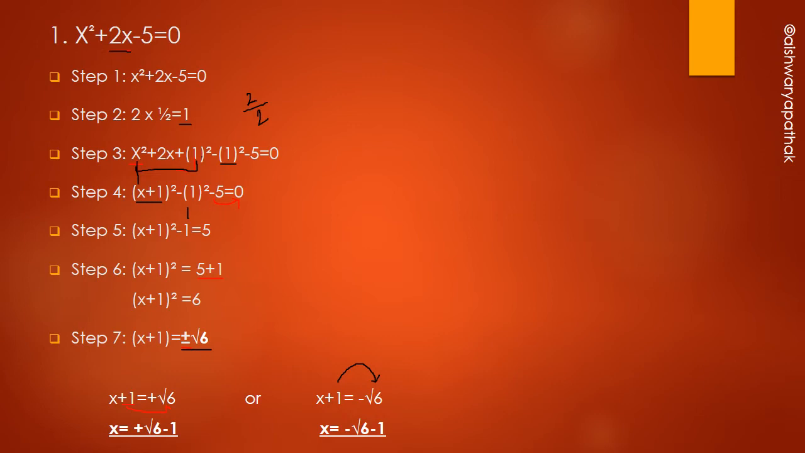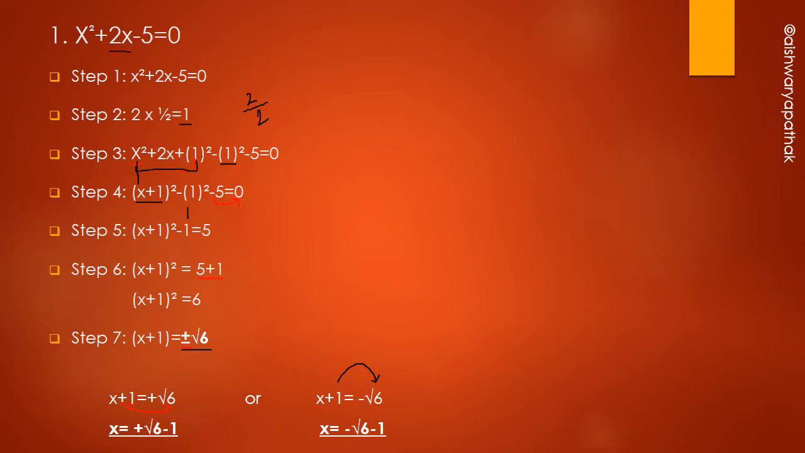Now you just have to solve it by taking one time plus and one time minus. So in two ways you have to solve. So x plus 1, removing the brackets, is equal to plus under root 6 one time, and on the other side x plus 1 is equal to minus under root 6.